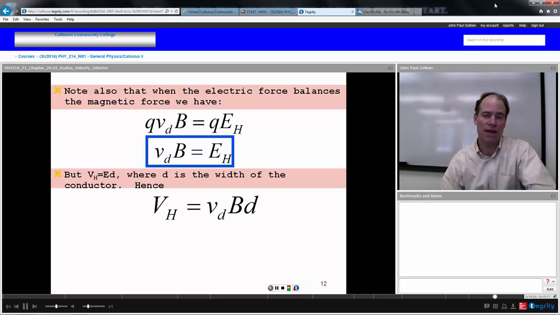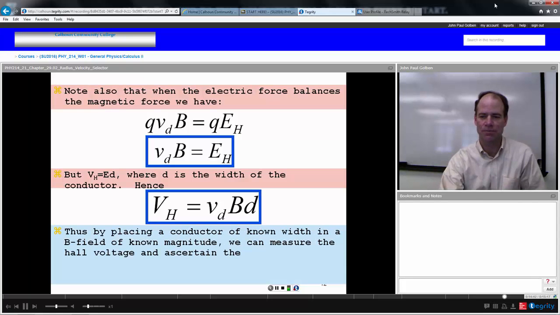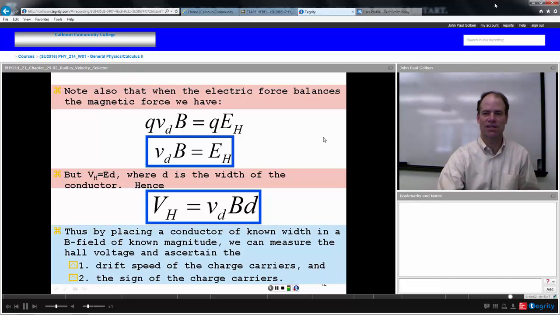Well, we know what magnetic field we're applying, and we know the distance d of the conductor. We can measure that easily. So by measuring the Hall voltage, at least the magnitude of that voltage, we can determine what is the drift speed for the carriers in that material. And that's a very good thing to know. It's an intrinsic property of that material to be able to ascertain the drift speed of the charge carriers and the sign of the charge carriers. So that is what the Hall effect is good for, determining the drift speed characteristics of a material and the sign of the charge carriers.